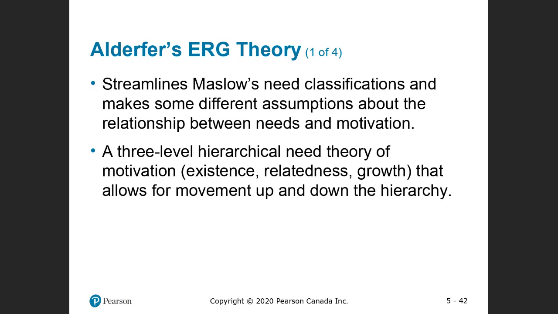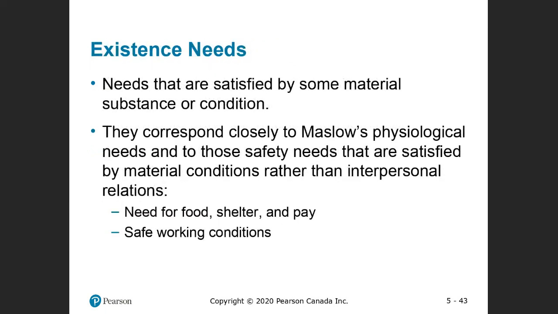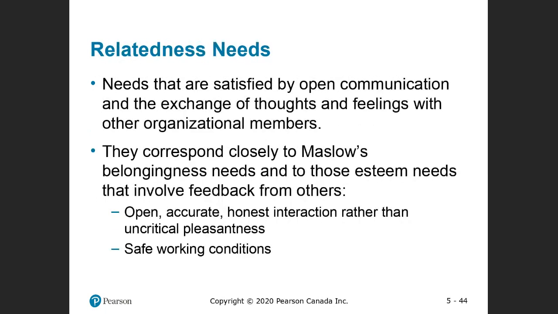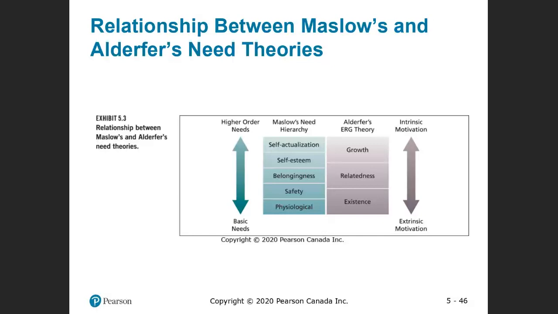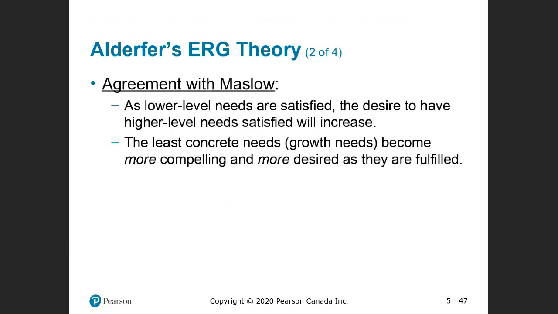So this is ERG theory. It's much more realistic compared to the hierarchy of needs by Maslow. So you've got to know the differences between the two. You can see existence needs correspond to the really basic ones: physiological needs and safety needs a little bit. And then relatedness needs talk about the belonging needs and some from self-esteem. Growth would be the self-actualization.